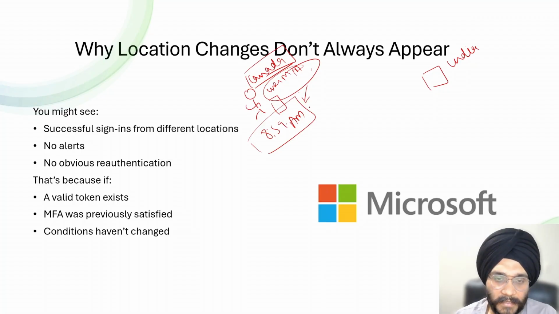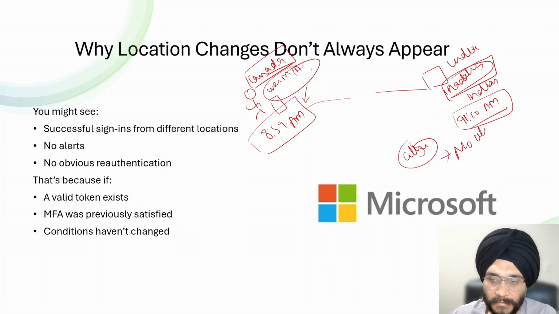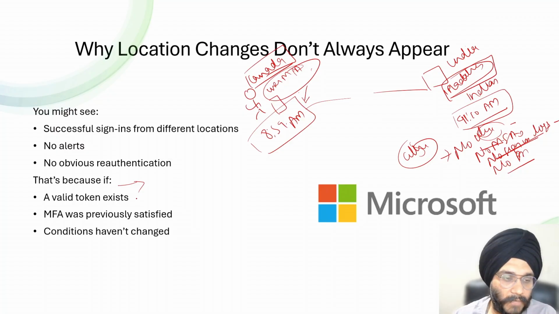Let's say after 10 minutes, I connect a VPN and I can log in. My IP address has changed, location has changed. So it now shows an Indian IP address. And now at, let's say, 9:10 a.m., no obvious risky alerts showing. No MFA will be prompted. No password reauthentication. The reason why it happens is that a valid token exists. MFA was previously satisfied, conditions have not changed.